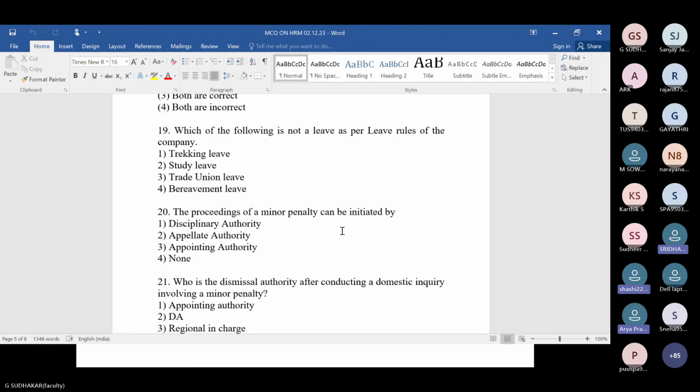The answer is the disciplinary authority. I have mentioned the proceedings of a minor penalty. Even if it is a major penalty, the initiating person is the disciplinary authority only. He has to first send the charge sheet. The appellate authority can make an appeal order. The appointing authority only issues the order of dismissal or removal from service. 4 is none. So the correct answer is DA, disciplinary authority.